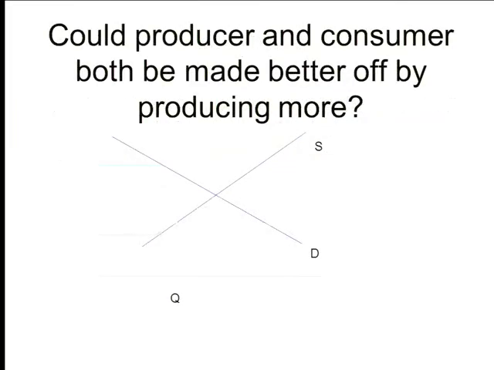Okay. So here's an out-of-equilibrium story, right? Here's Q less than equilibrium. What is the consumer willing to pay for the next unit of this good? The point of this demand curve, right?